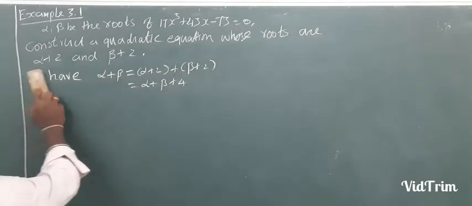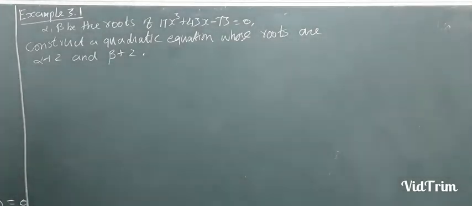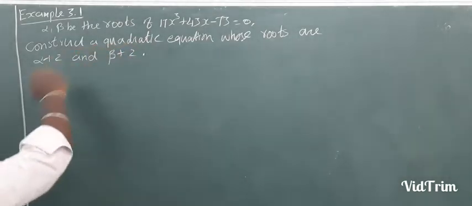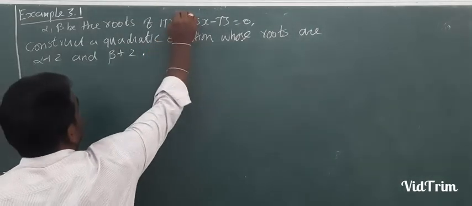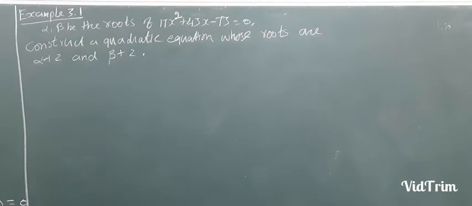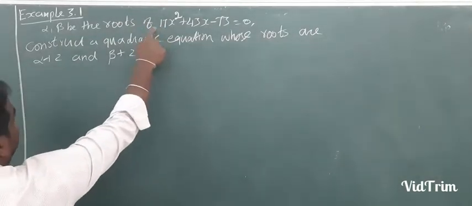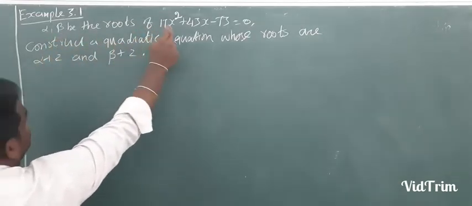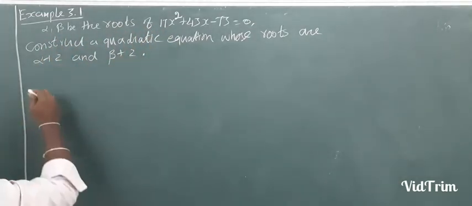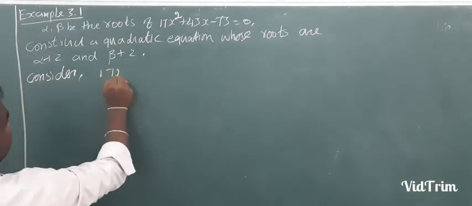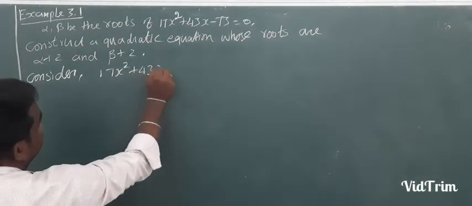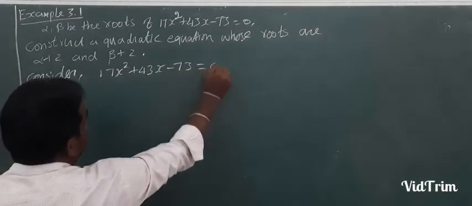So first we compare with the given cubic equation, that is 17x cube plus 17x square plus 43x minus 73 equal to 0. So look at the quadratic equation and find out the sum of the roots of this equation and the product of the roots. So consider 17x square plus 43x minus 73 is equal to 0.